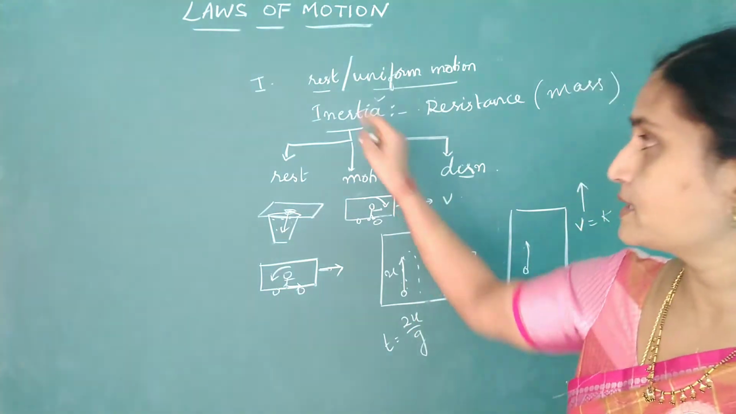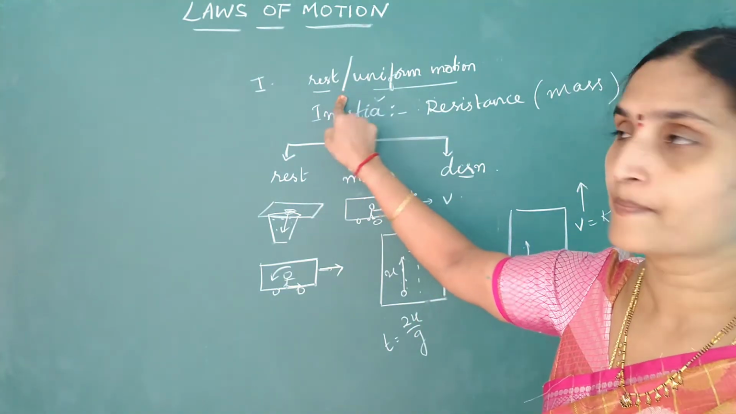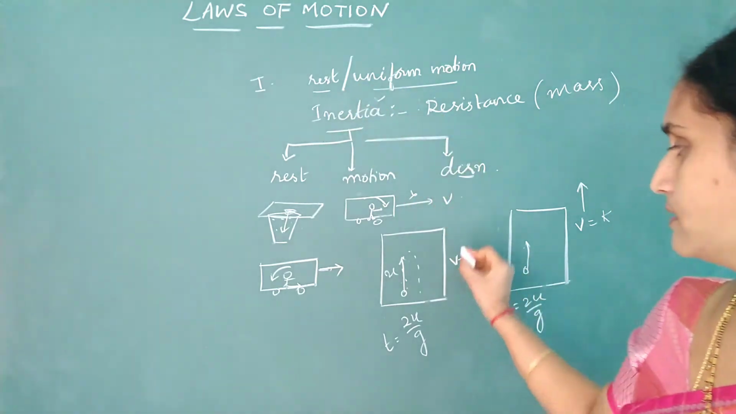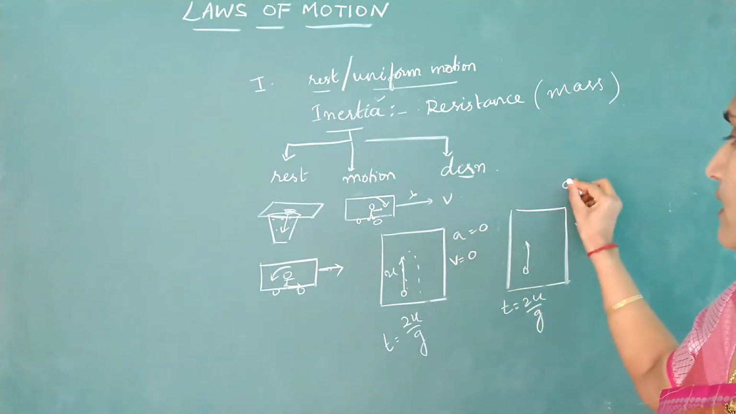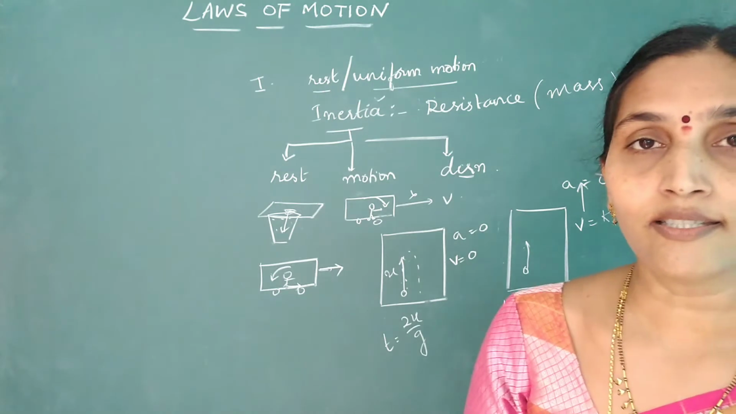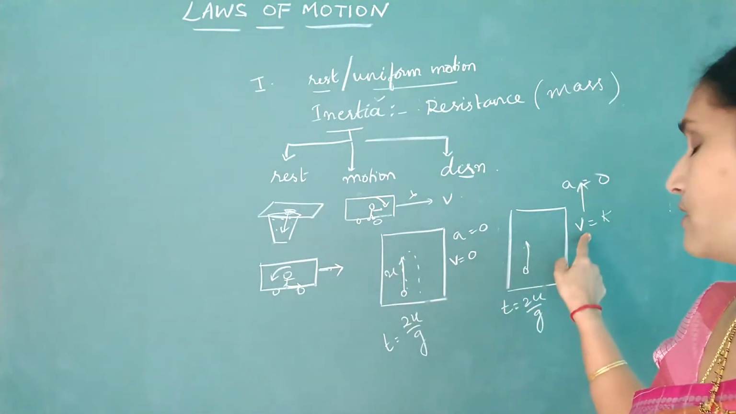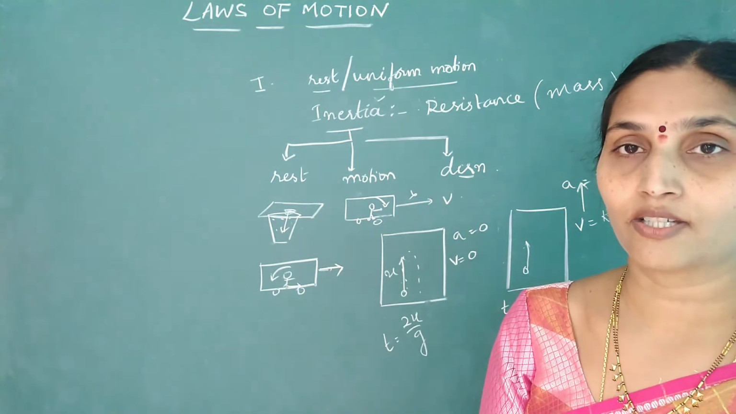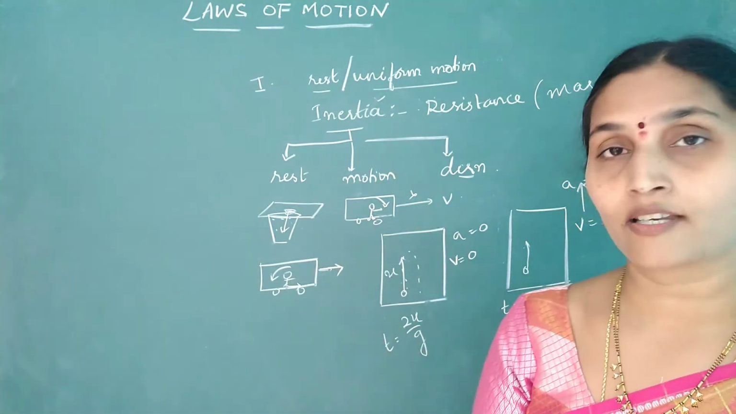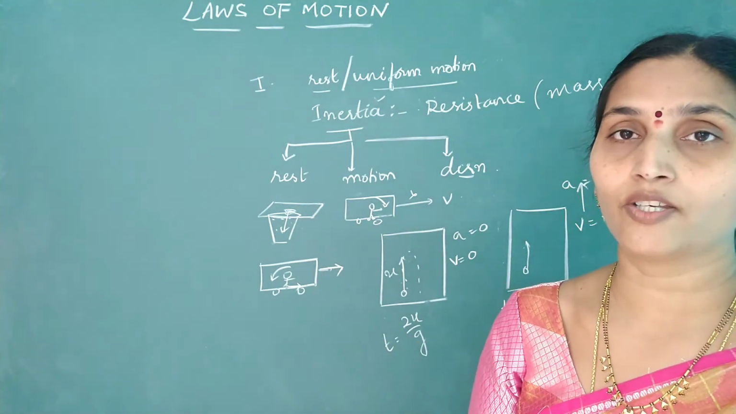That also is explained by Newton's first law. Rest and uniform motion: in both the cases, acceleration is 0. Because velocity is 0, acceleration is 0. And here velocity is constant, still acceleration is 0. So this is regarding the first law of Newton.